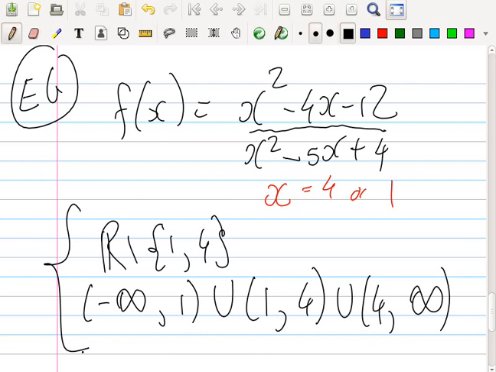Okay. One more example of domain. Oh, where did I get the 4 and the 1 from? So, 3. But for which one? For this one. Because it doesn't matter if the top is 0, that's fine. It's only a problem if the denominator is 0. That's not allowed.